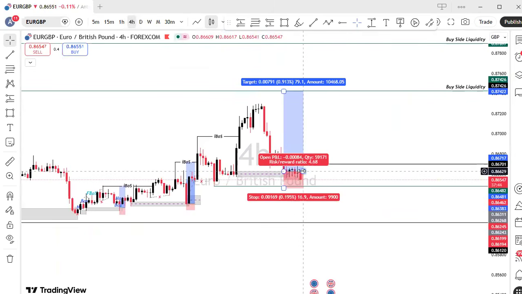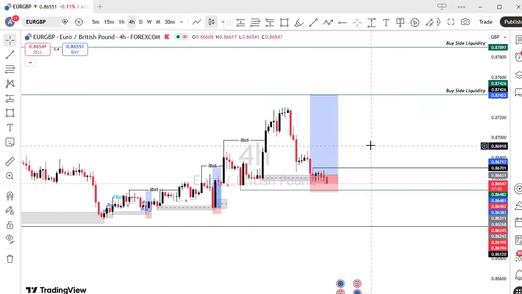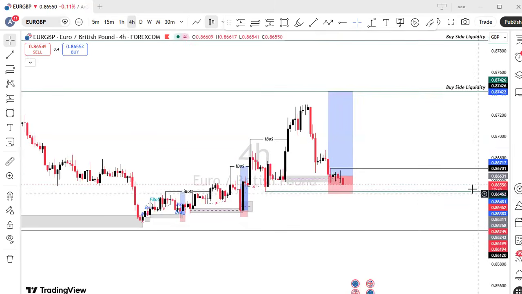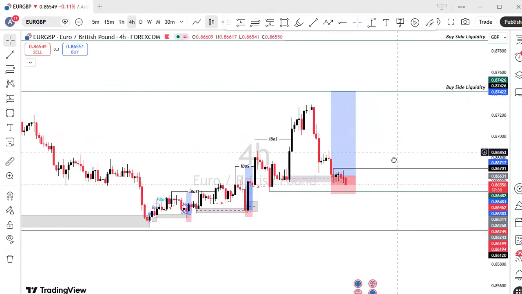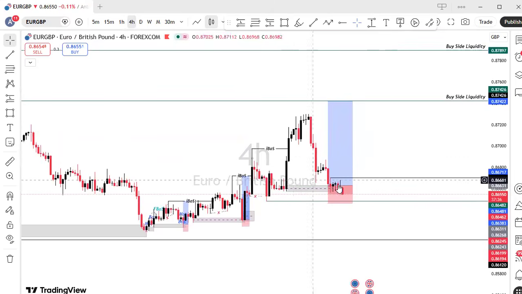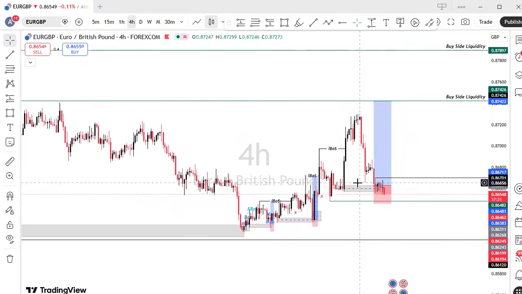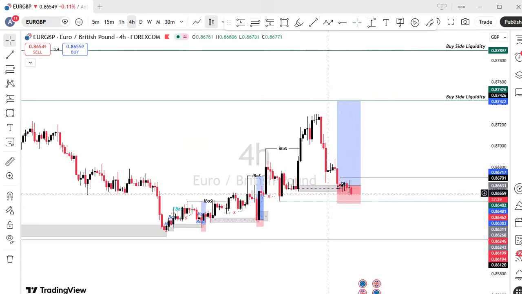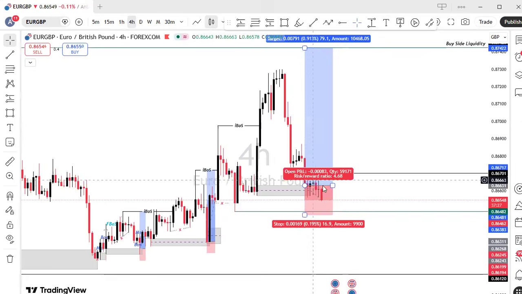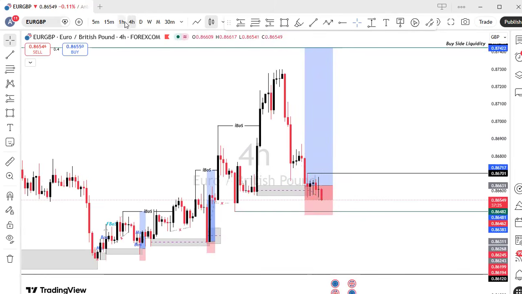I also dropped this setup on my Telegram channel last night, and I told the traders there that if you don't get a good confirmation, no entry, right? So we should be looking for a very good confirmation around this area, and the market has been consolidating from this zone since last night.